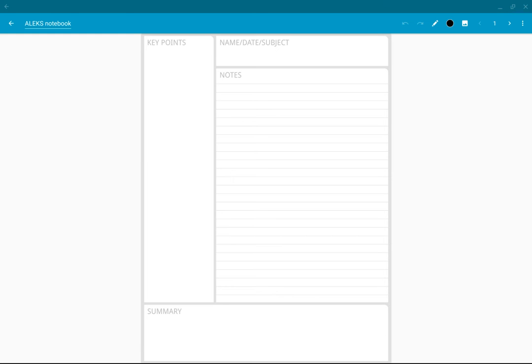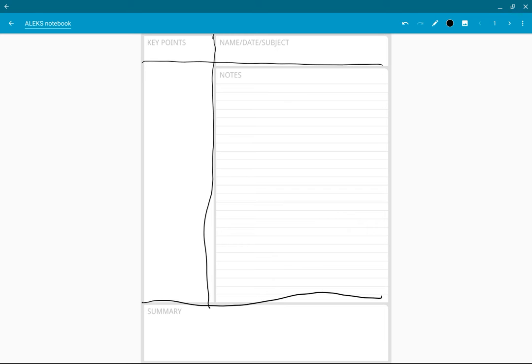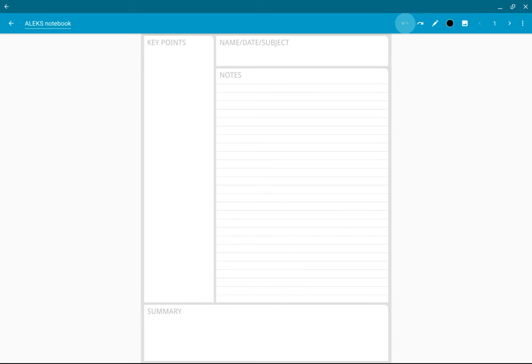So what I have on the screen now is a basic setup for Cornell notes pre-done. I'll show you initially how to do it on there, and then I'll show you another page with just line paper and how you can make it for yourself. So the first thing you want to do is get your page set up. So you're going to make this lopsided I like this, okay? And that's already there for us.